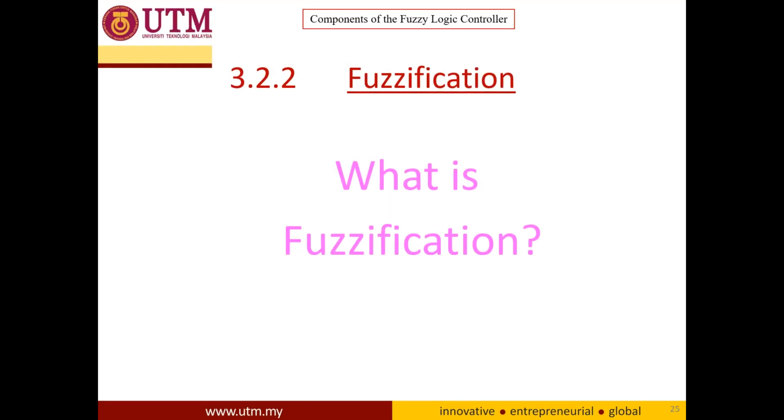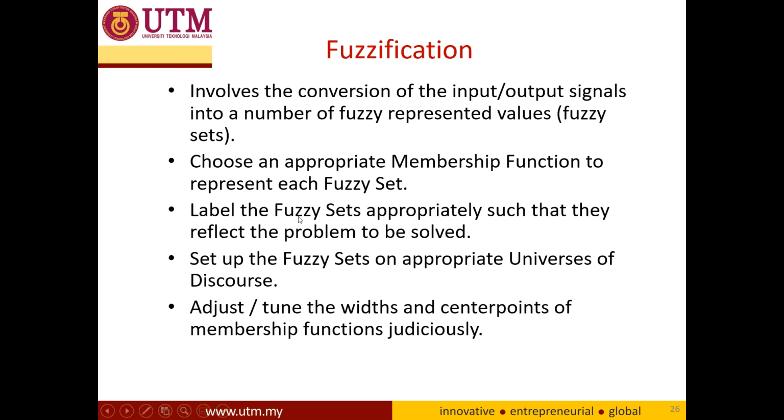What is fuzzification? It involves the conversion of input and output signals into a number of fuzzy represented values. So in the design process, first we have to choose appropriate membership functions to represent each fuzzy set. For example, if we have error as one of the inputs to a fuzzy logic controller, we have to decide how many fuzzy sets error should be partitioned into. It could be 3 fuzzy sets. So error is partitioned into small, medium, and big. We have to label them, and we have to set up the fuzzy sets on appropriate universes of discourse. You have to choose proper membership functions for the fuzzy sets.